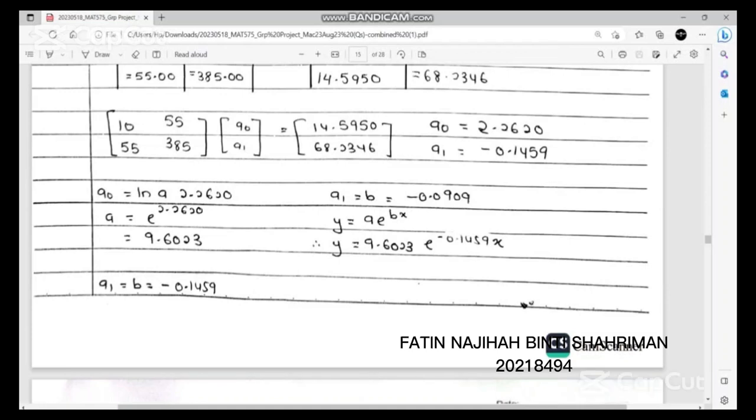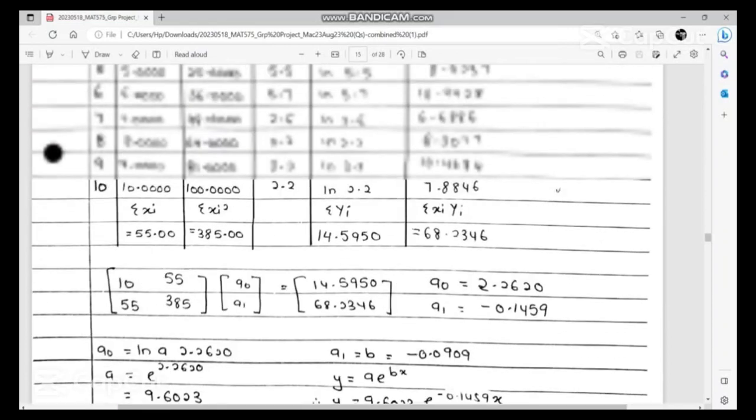9.6023, and then substituting for a1, we got negative 0.0909. Then substituting into the equation for y, we got y equal to 9.6023 exponent negative 0.1459x. Then the a1 is negative 0.1459.